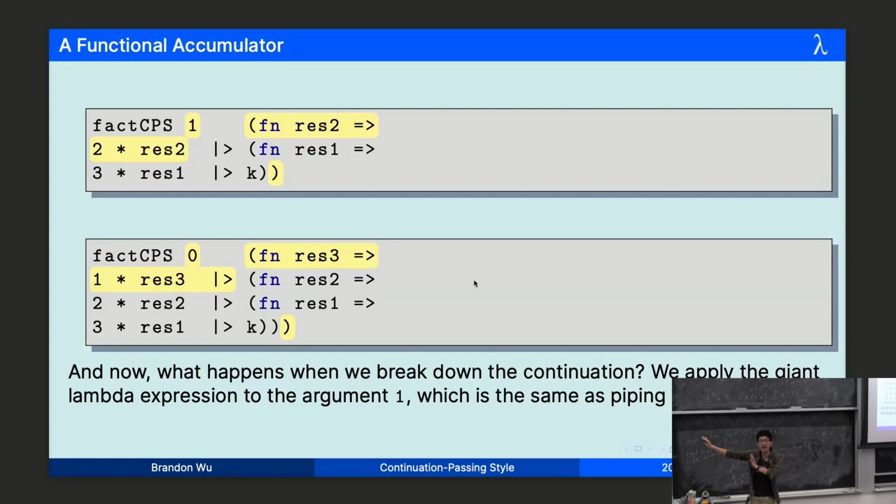And by the way, this is exactly what it steps to, right? I'm not lying to you. I'm not doing essential equivalence. This is the trace. It's just indented nicely. So if you believe me, this is how fact CPS will build up its accumulator.